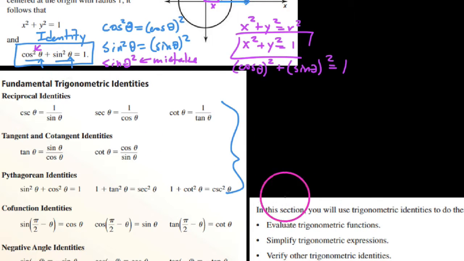So with respect to evaluation, let's go ahead and start by taking a look at our reciprocal identities. These identities, for instance, say that the cosecant of an angle is equal to 1 over the sine of that very same angle.